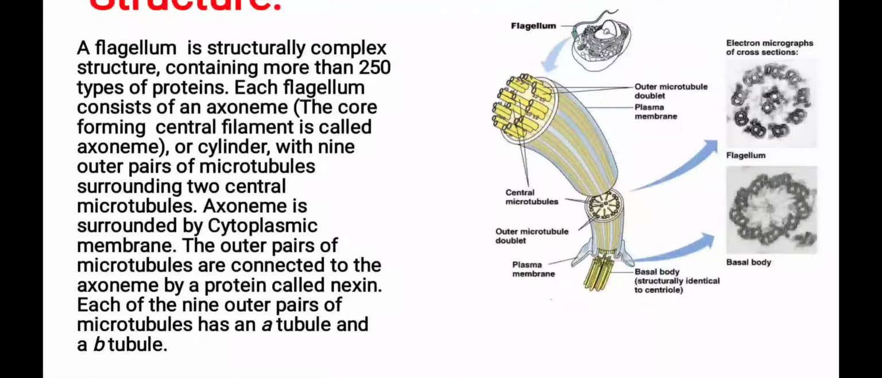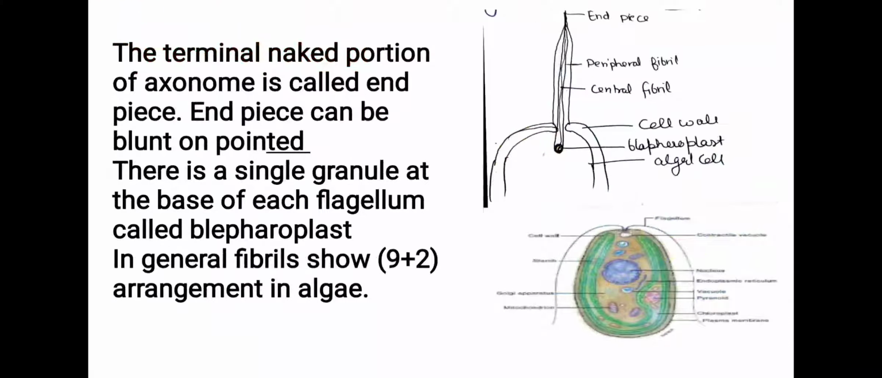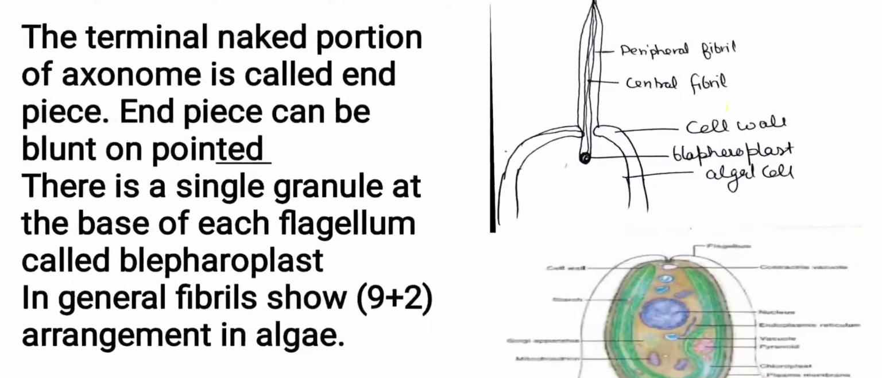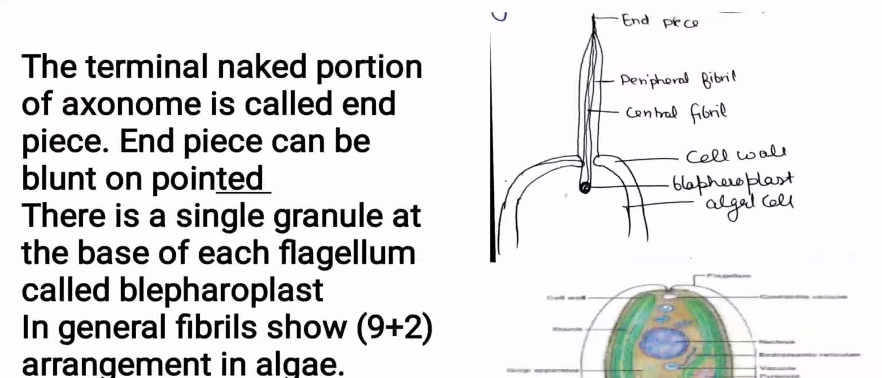The outer pairs of microtubules are connected to the axoneme by a protein called nexin. Each of the 9 outer pairs of microtubules has an alpha tubule and a beta tubule. Students, the terminal naked portion of axoneme is called end piece and it can be blunt or pointed. You can see a pointed end piece in this image.